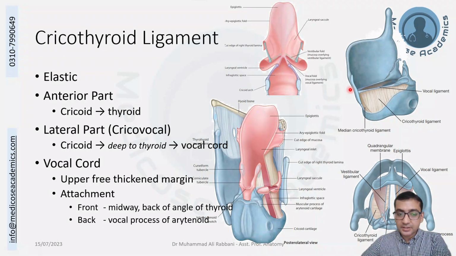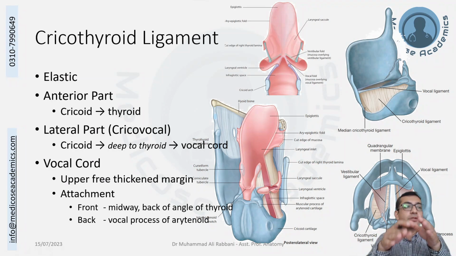So this free margin is the vocal cord, attached midway between the angle of the thyroid cartilage and its back, into the vocal process of the arytenoid cartilage. So this is about the vocal ligament and cricothyroid membrane. It is going up like a cone, like a tent.